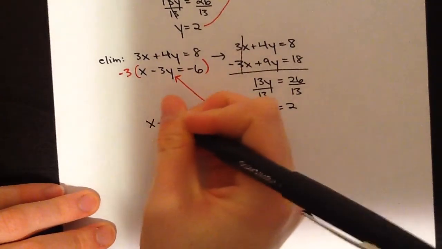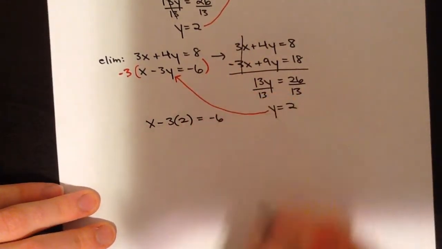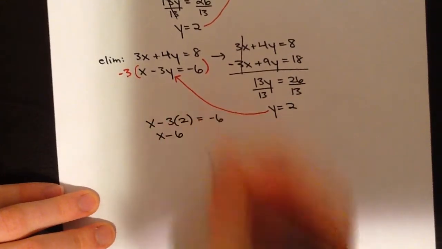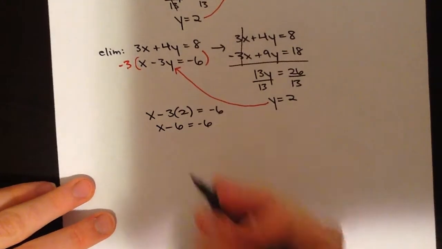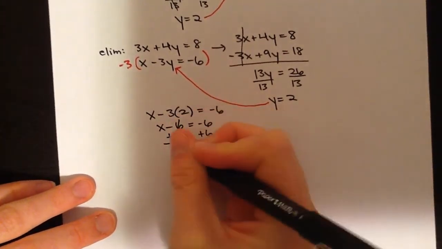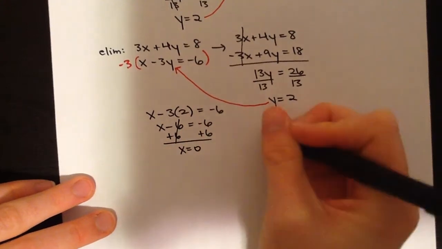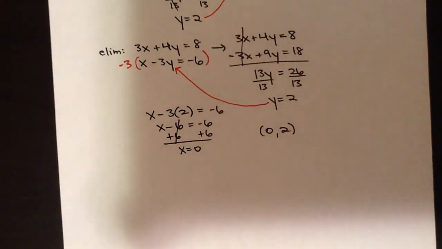So we have x and then -3 times 2 equals -6. So x minus 6, if I multiply those out, equals -6. And then the last thing I need to do to get x by itself is to add 6 to both sides. So I end up with x equals 0. So once again, put that ordered pair in order, x and then y, and you can see I get the exact same ordered pair all 3 times. So that covers the 3 different methods for you.